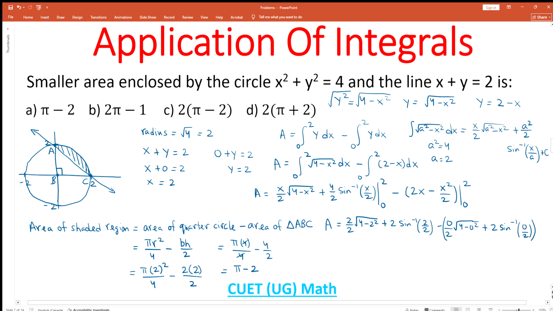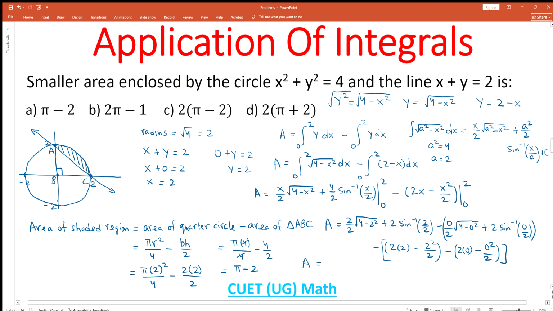Next we can apply the upper and lower limit to the second part. I get minus 2 times 2 minus 2 squared over 2, minus 2 times 0 minus 0 squared over 2. Now we can evaluate this expression.